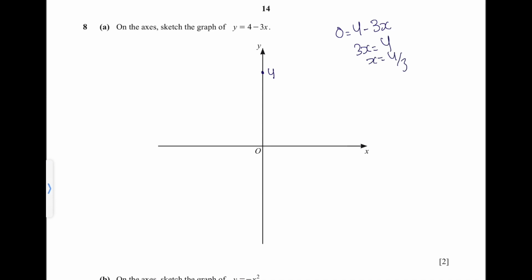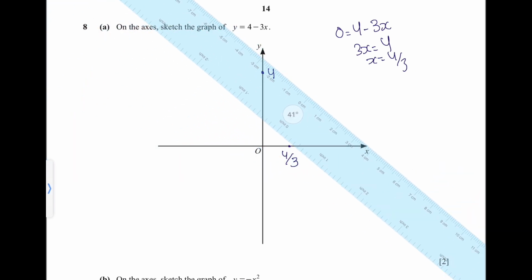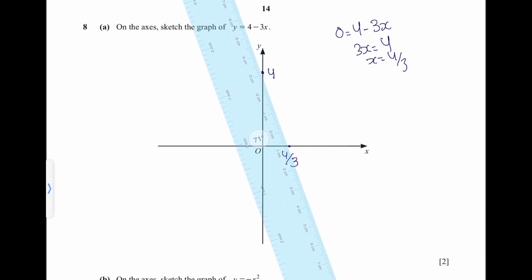Just putting it on my calculator as well. So 0 is equal to 4 minus 3x gives 1.333, which is the same as 4 divided by 3. So here I'm going to put 4 divided by 3, and then it's nothing but a straight line which passes through both of these points. These don't have to be accurate, just label them. Alright, and then it's going to be like this.